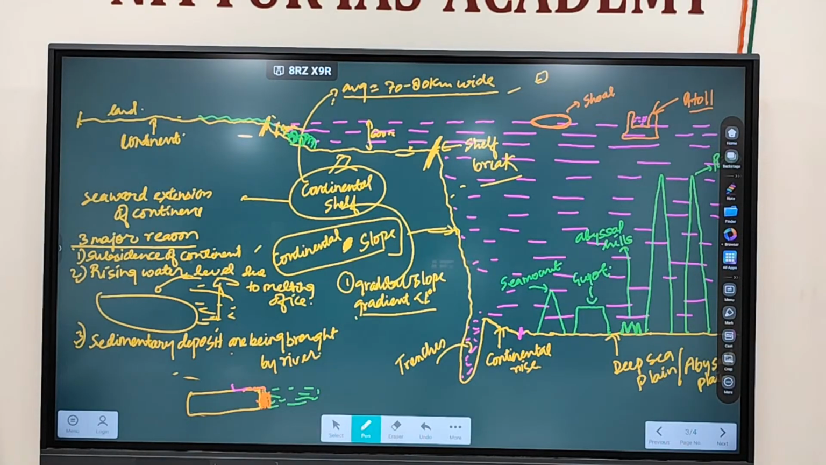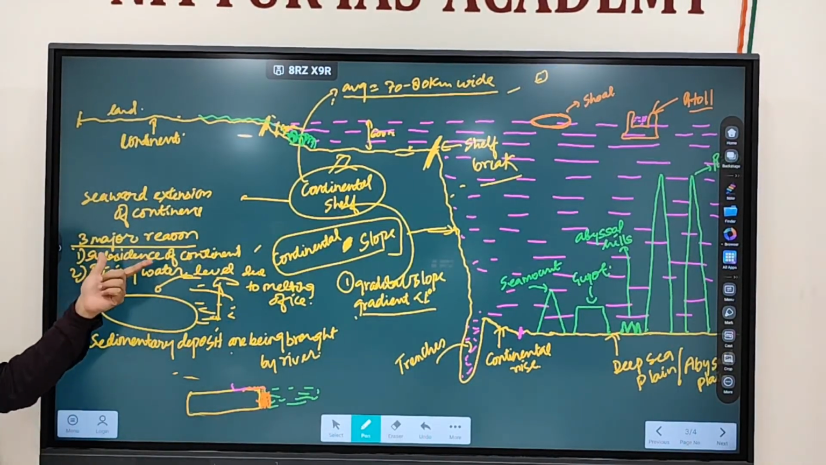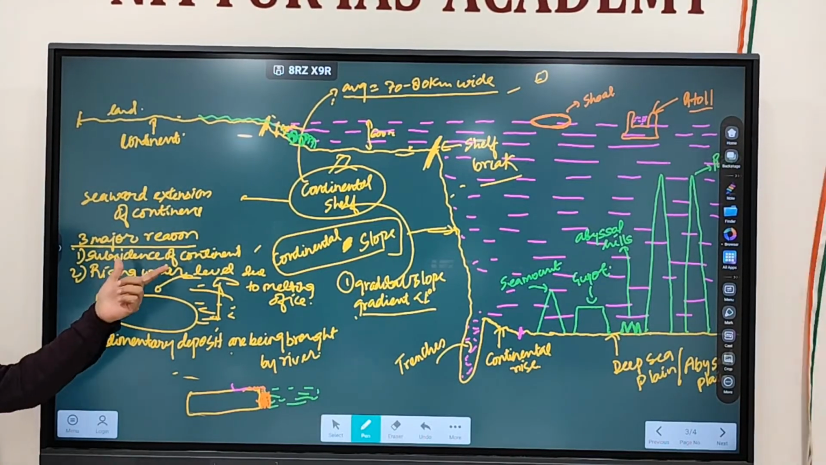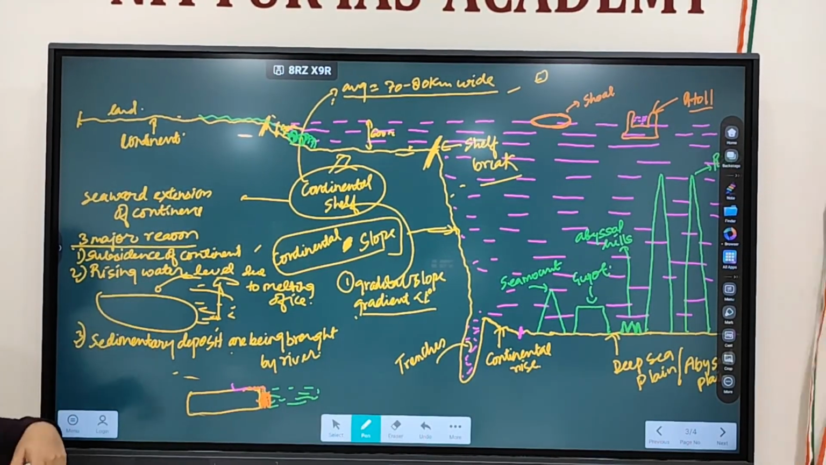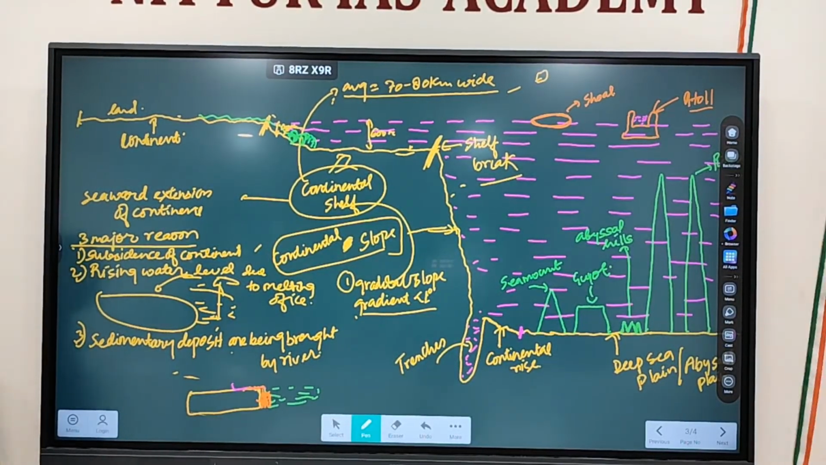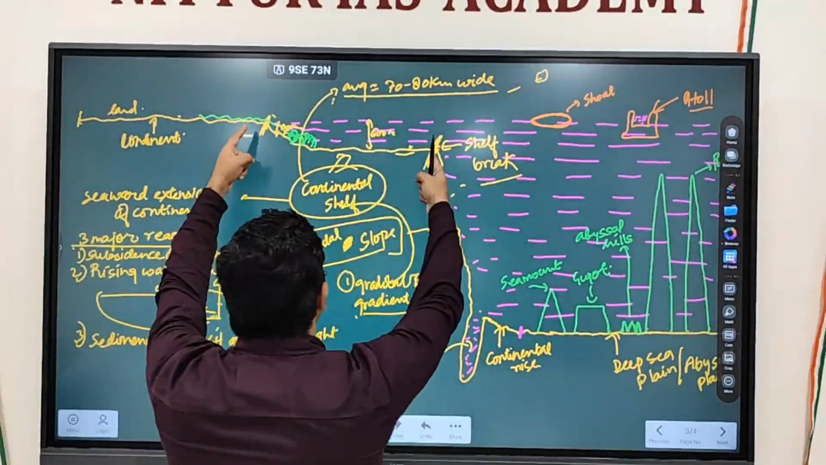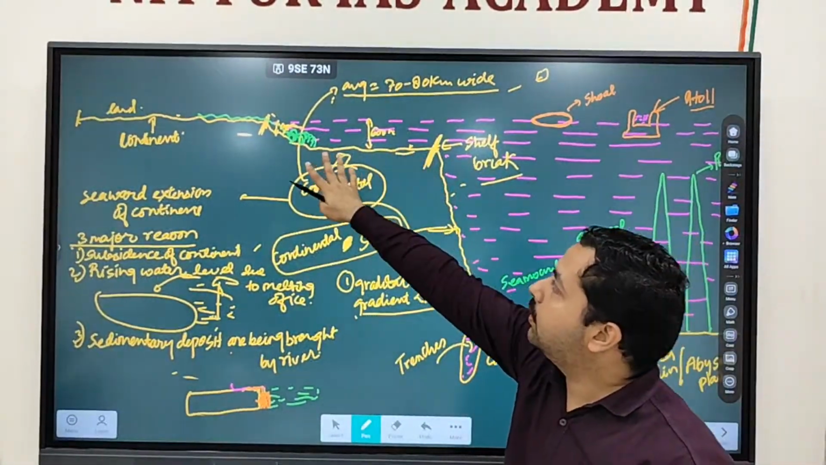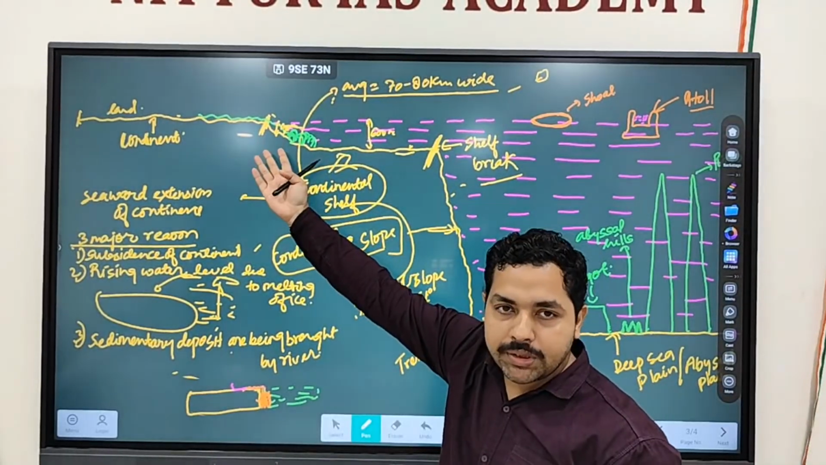So this is all about the concept of the continental shelf. So what is the continental shelf? It is a seaward extension of the continent. There are three major reasons why these continental shelves are created: subsidence of continent, rising water level, and sedimentary deposits brought by the rivers. As we discussed, extension could be very wide, like 1500 kilometers, or very small, sometimes absent also.